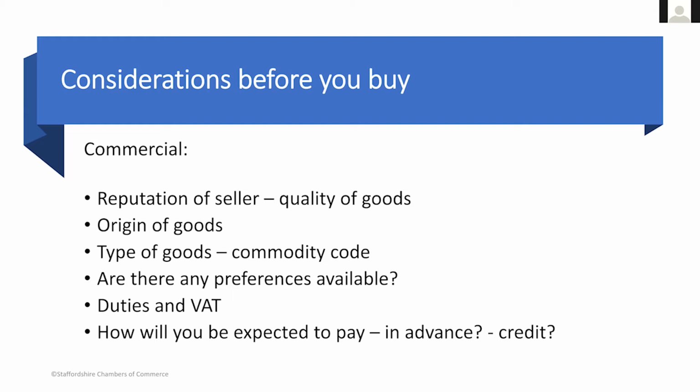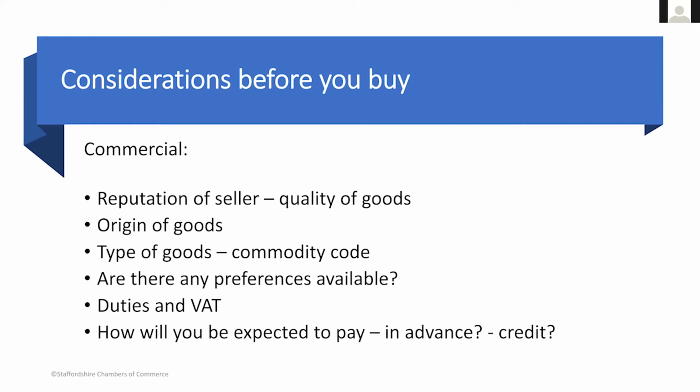Type of goods and what is the commodity code, or tariff code as we sometimes call it. We'll talk a little bit about that shortly. The type of goods you import may need specific documentation or licenses, or there may be some other restrictions which you need to check out before you import, such as quotas, for example. Your tariff code will tell you what restrictions there are.